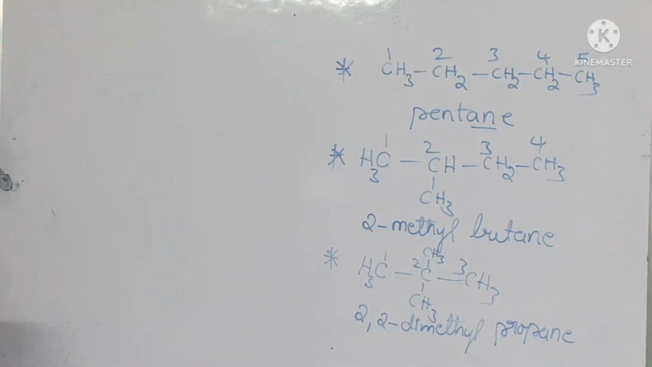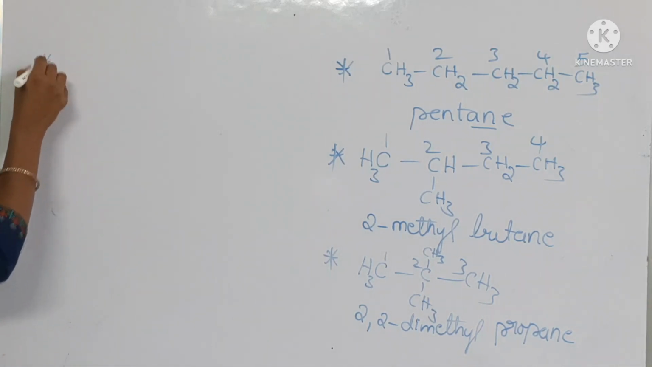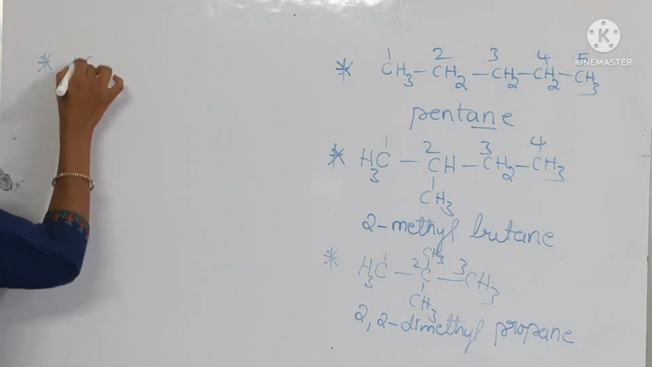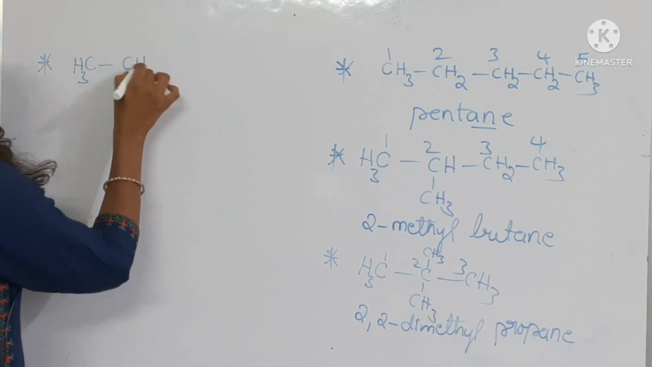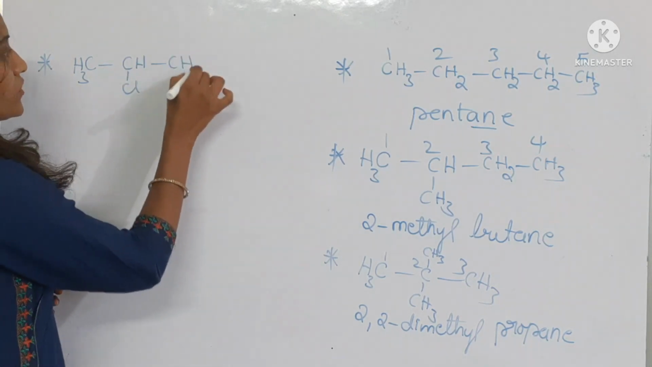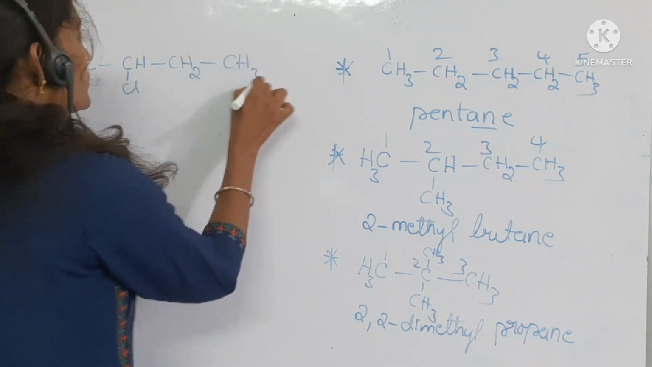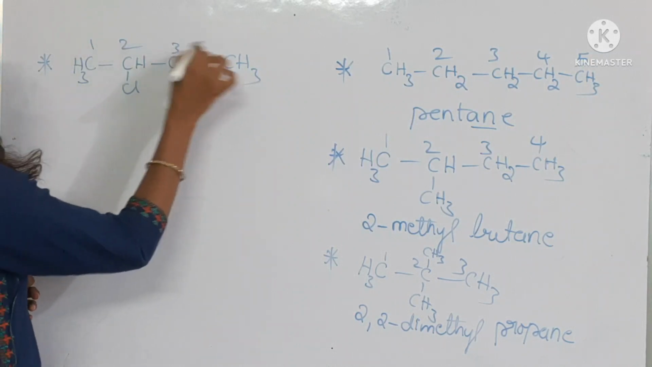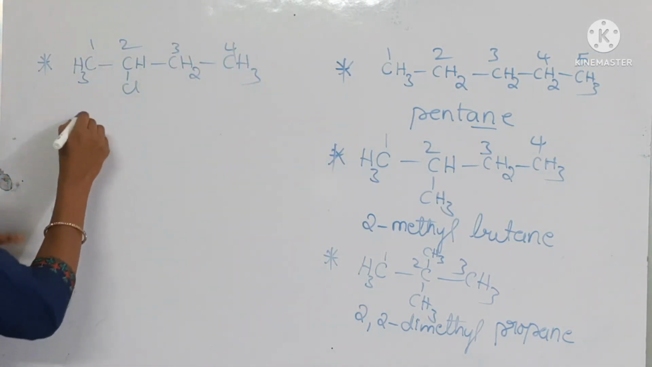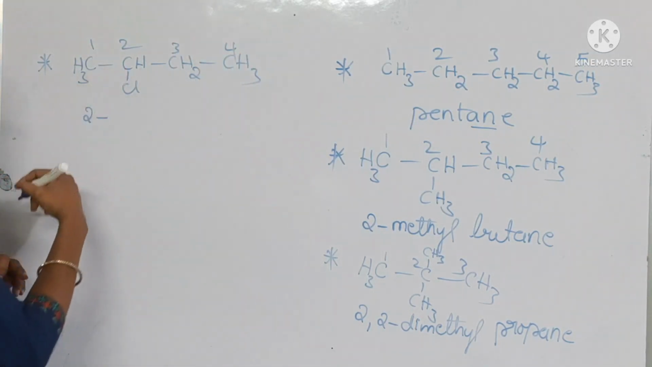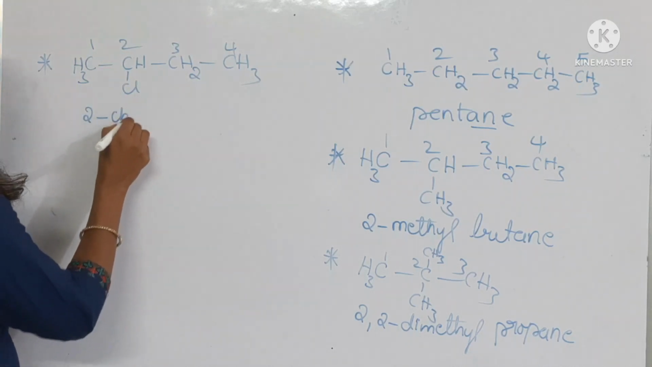2,2-dimethyl propane. You can see one substituent here: CH3, CHCl, CH2, CH3, students. Numbering 1, 2, 3, 4. So here, on the second carbon atom, one substituent is there.